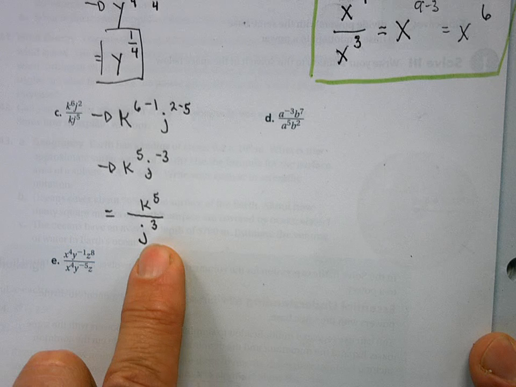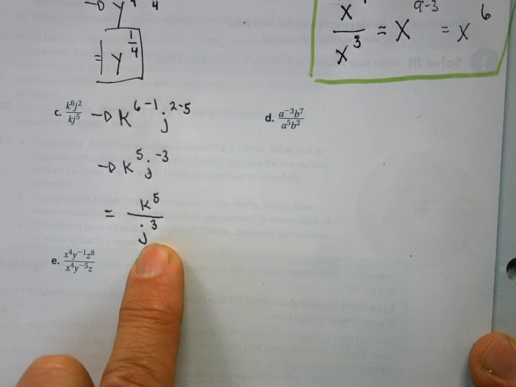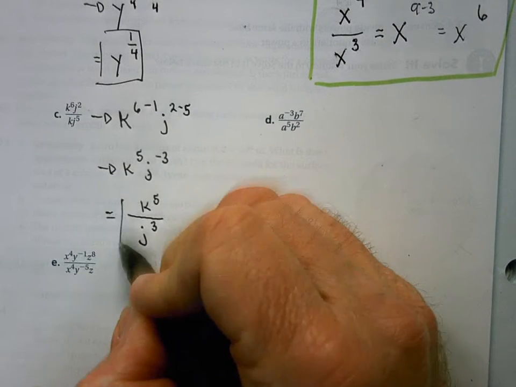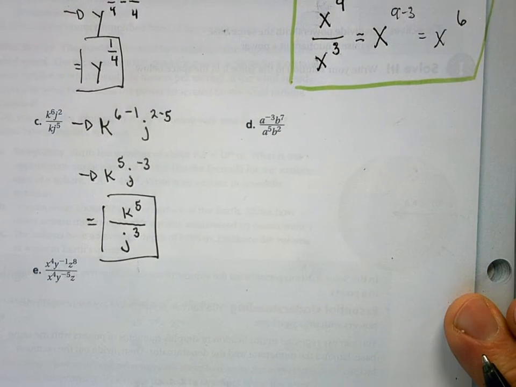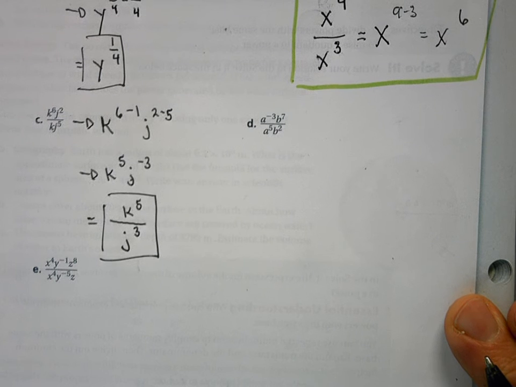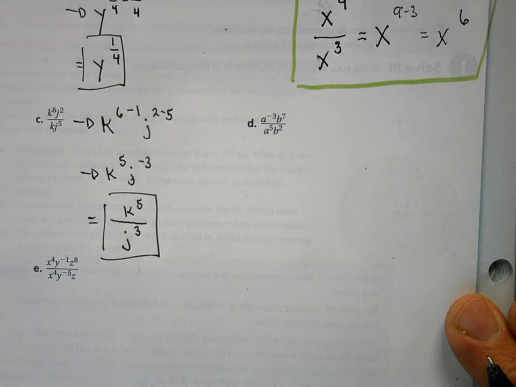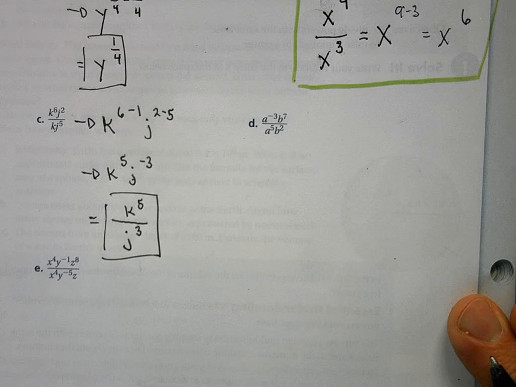So is there anything more I can do than what I have right now? No. Nope. That's your answer. So in part C, we get k to the 5th over j to the 3rd. All right? We good so far? Yep. Okay, move down to number 2 at the bottom of the page, number 2.